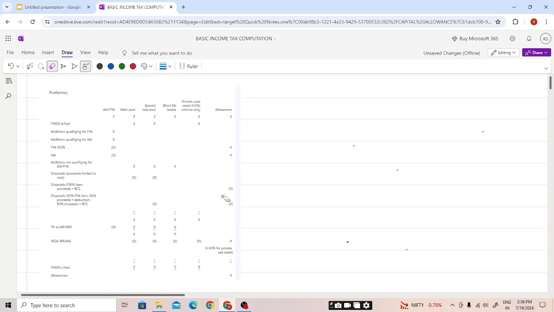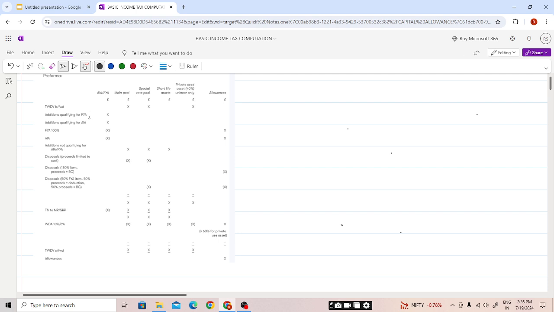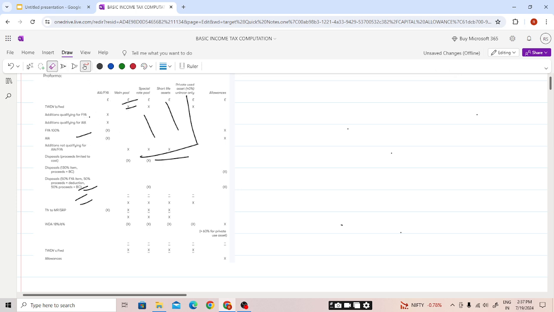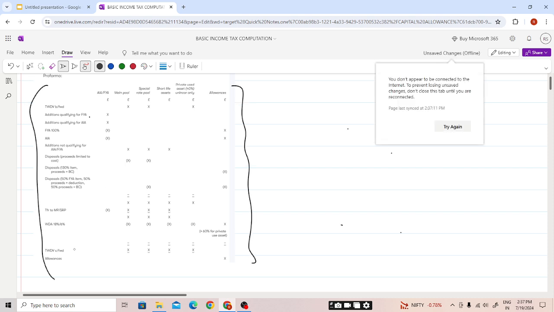The format is clear. Now we'll be looking in more detail at the AIA, FIA, WDA, and main pool. If you are clear with main pool, then special rate pool, short life asset pool, and private asset will be very easy. You only need to understand the rules for AIA, FIA, and WDA. Now we will be covering the rules for AIA. What AIA means, what FIA means, what WDA means, and main pool, special rate pool, short life asset, private use asset. In this format, students, whatever you see, we'll be studying these one by one.